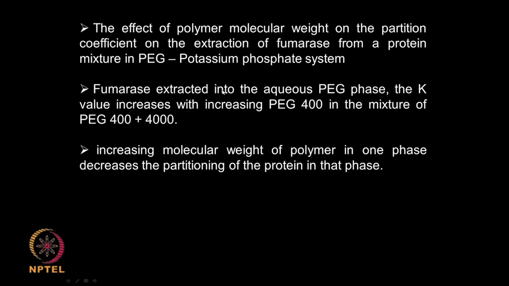Okay. So, the effect of polymer molecular weight on the partition coefficient is also there. If I am looking at extraction of fumarase from a protein mixture in a PEG potassium phosphate system, fumarase is extracted in the aqueous PEG phase, the K value increases with increasing PEG 400. Okay. So, if I put in more PEG 400, I am able to increase the extraction, whereas when I am increasing the molecular weight of the polymer, it decreases the partitioning of the protein in that phase. So, if I increase molecular weight, the partition coefficient decreases. If I keep lower molecular weight, partition coefficient increases.